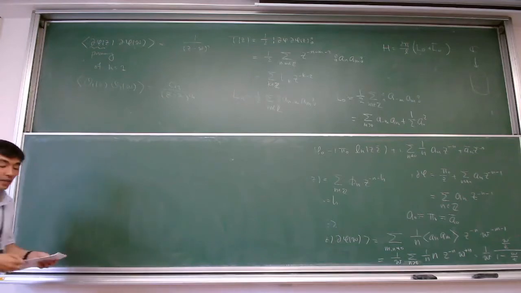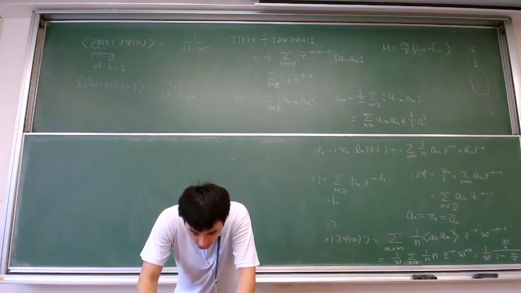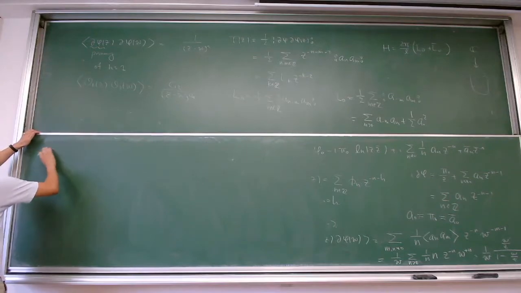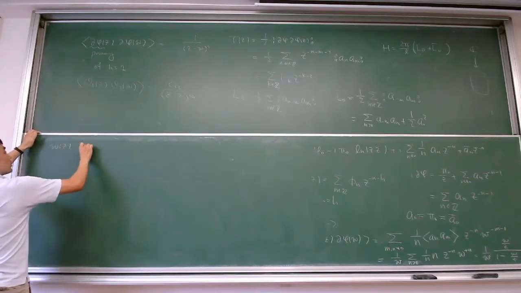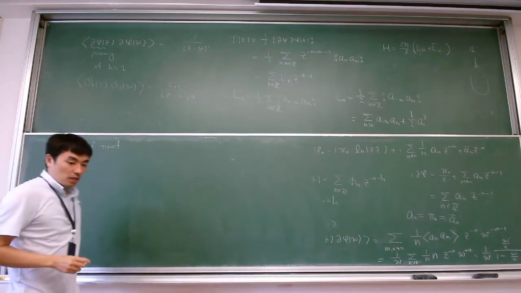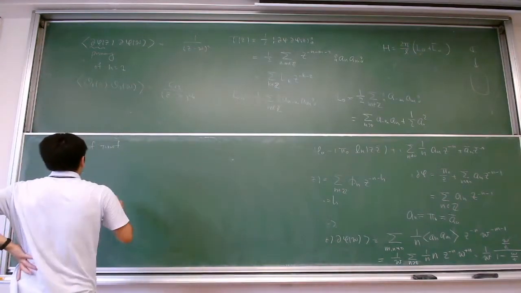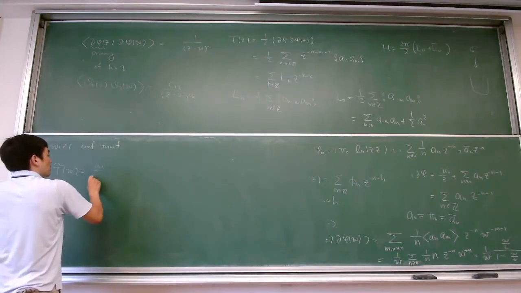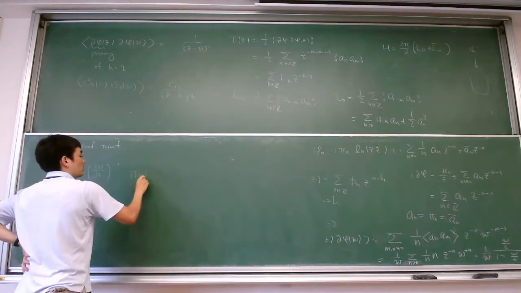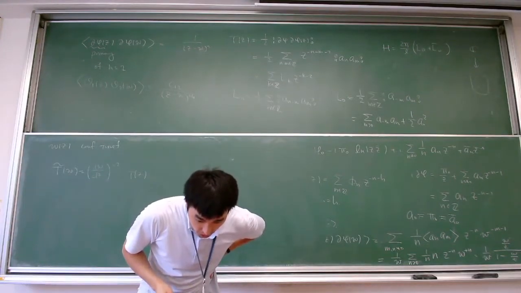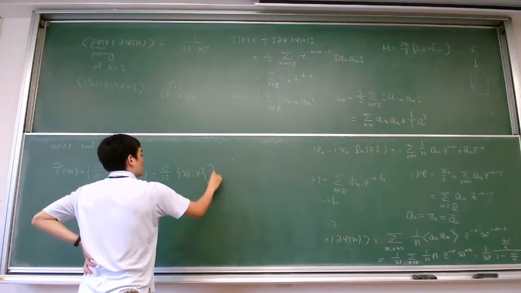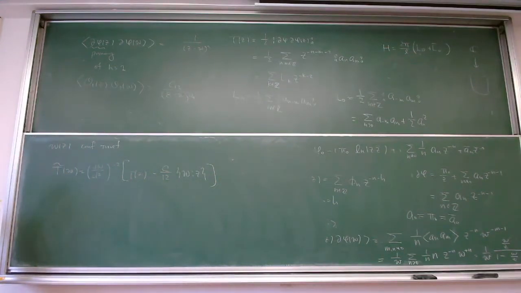So we know that the stress energy tensor, under a finite coordinate transformation, T tilde of w is transformed in the following way: dw/dz to the power minus 2 times T of z, minus the Schwarzian derivative times c over 12. So this is the transformation rule for the stress energy tensor.